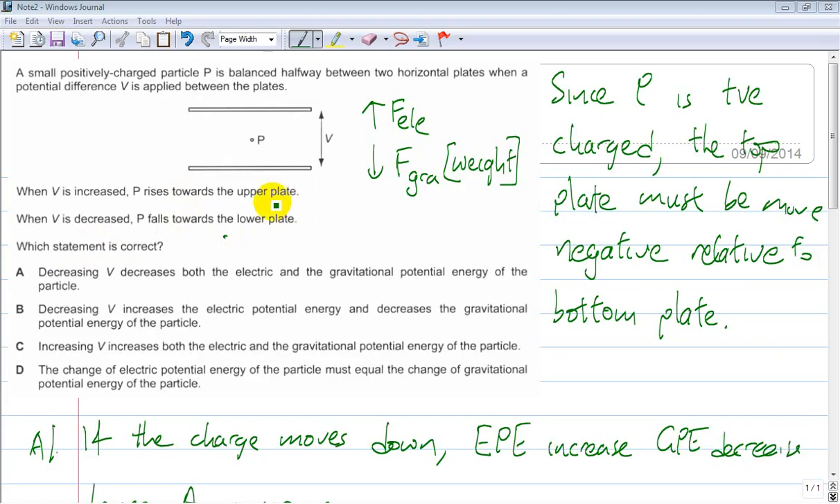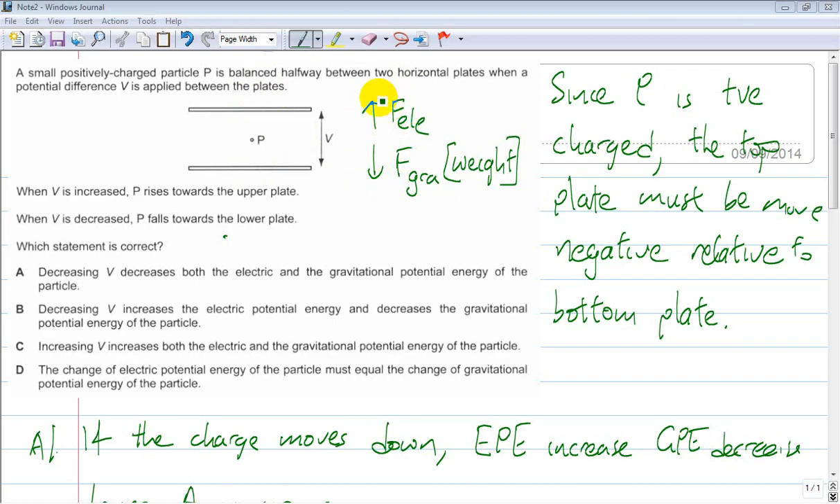So before we look at these ideas, let's have a look at what situation we have. We have a positive charge balanced halfway, which means it's in equilibrium. For a charge P to be in equilibrium, there must be forces that cancel out acting on P. If these are horizontal plates, the weight of P must act downwards. And for P to be in equilibrium, there must be an electrical force outwards.